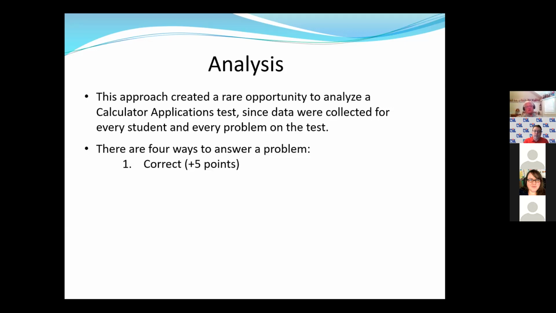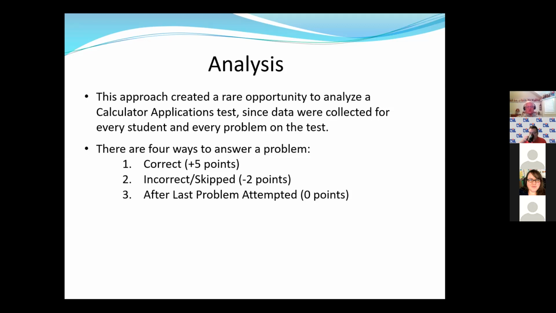Okay, so again, there are 4 ways to answer a problem. If it's correct, they get +5 points. If it's incorrect or skipped, it's -2 points. Again, I think most of you already know this. After the last problem attempted, all those blanks between the last problem attempted and problem number 70 get 0 points. I call those the blanks. And then of course there's the right number with the wrong number of significant digits, which on problems 27 and I think 37 on this test gets +3 points. So these are the 4 ways we can address a problem.